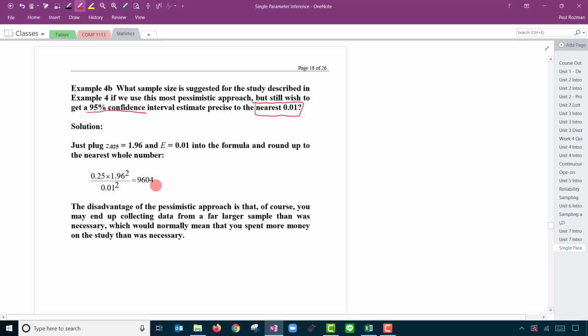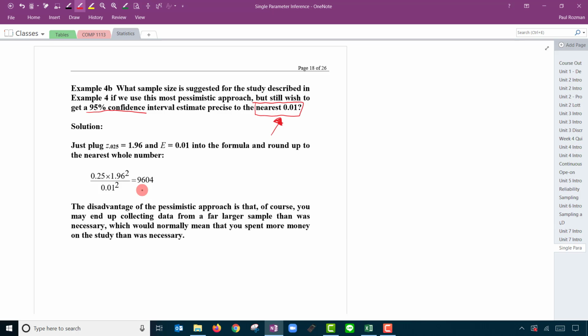When we did it using the guessing method, it was 9,220, which is quite a bit less. Almost 400 people less you'd have to contact. But using 9,604, we'll make sure that we do achieve our 1%. Our error will be at most 1%. It'll possibly be less. The disadvantage of this method, the pessimistic approach, is you might need to study more than you need to. The advantage is you'll always study enough.